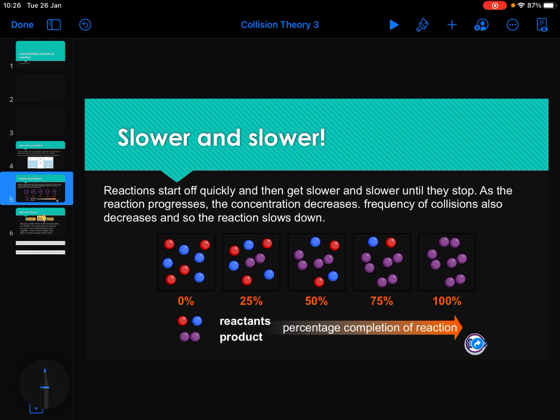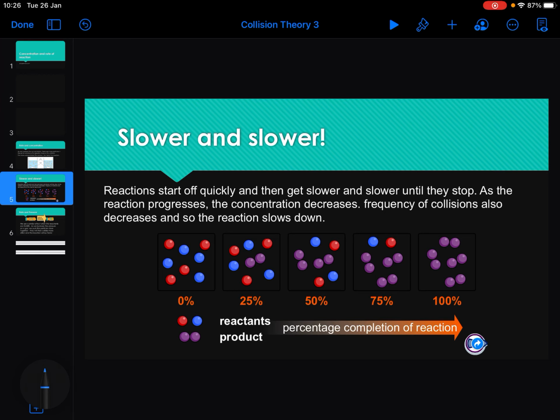Now, as you know, when you start off doing a reaction, you're starting off your experiment, you get a really quick rate of reaction. So at first you're fizzing and it's bubbling and there's new substances being created and it's all fantastic. But unfortunately, that starts to slow down as the reaction continues. And we're going to be looking at why that happens. So have a look here. Reactions start off quickly and then get slower and slower until they stop.